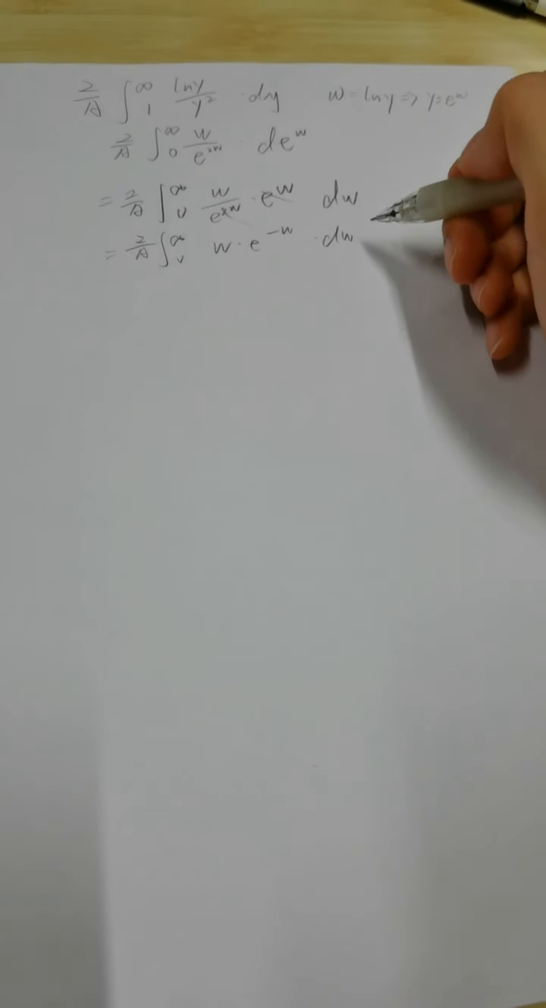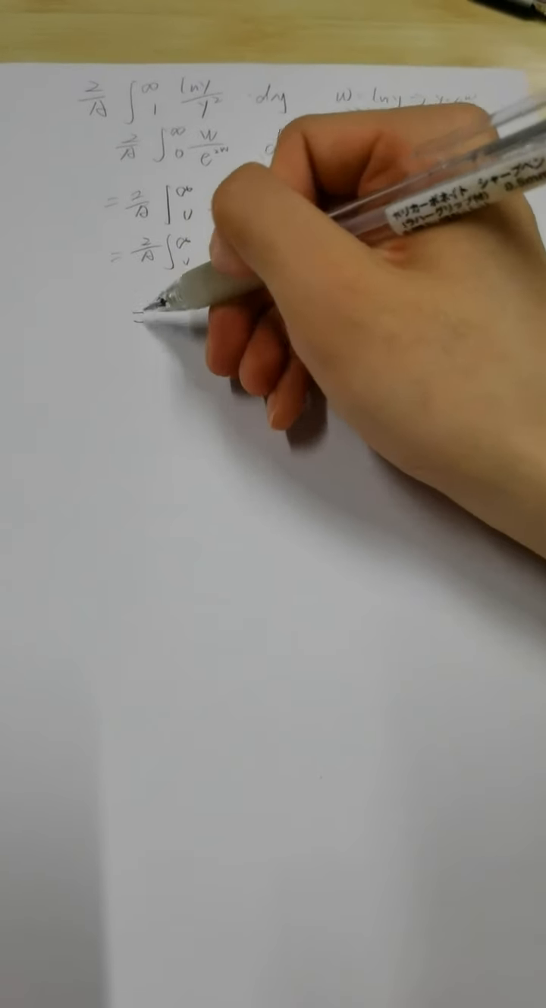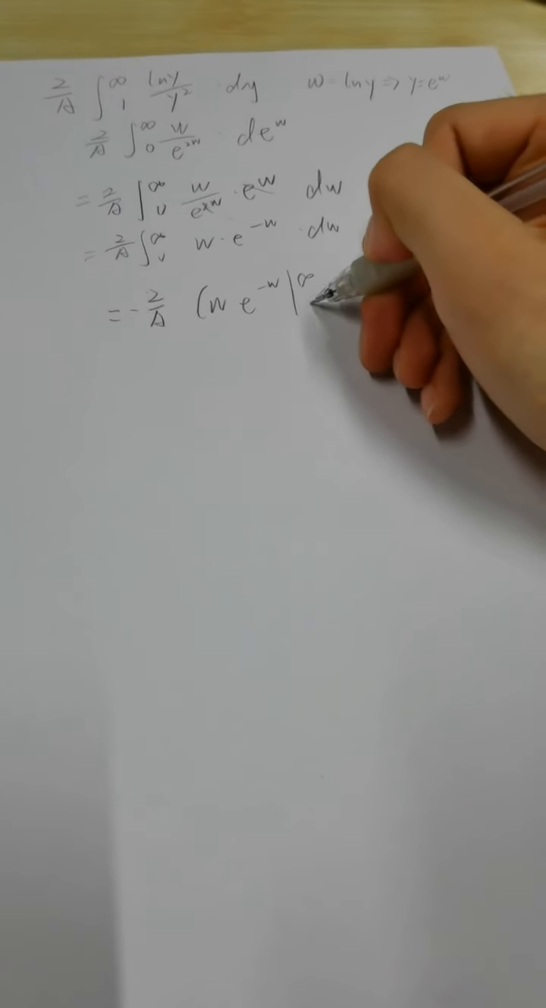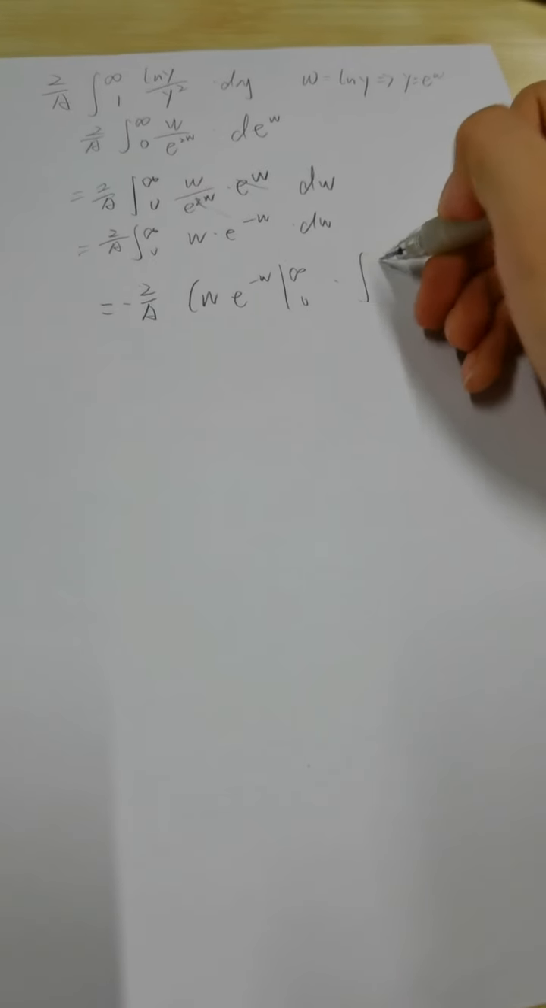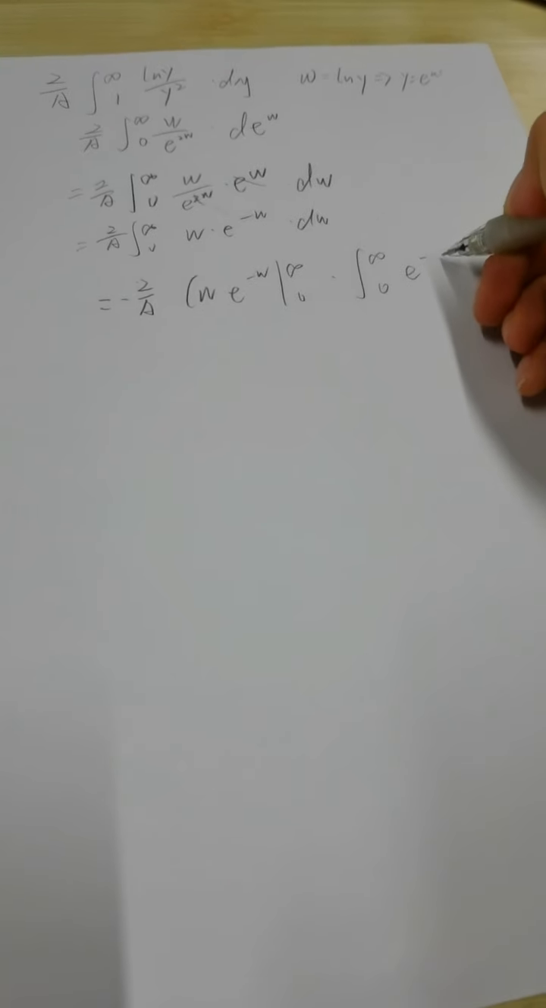Then we put this part in here. After that, we integrate, which is equal to negative 2 over a, w e to the negative w, from infinity to 0, times e to the negative w to take the derivative.